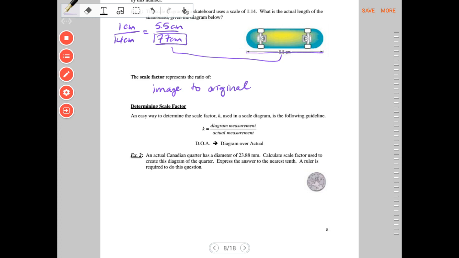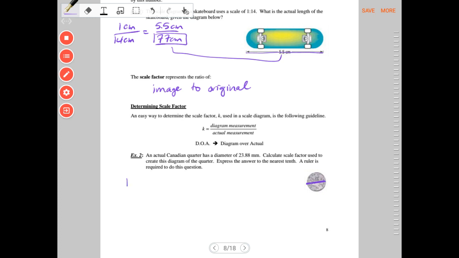So, on your notes package, take out your ruler and measure the diameter of the quarter in your picture. Okay, try and get as close to the middle of it as you can. Okay, and I found mine to be about 15 millimeters or 1.5 centimeters.